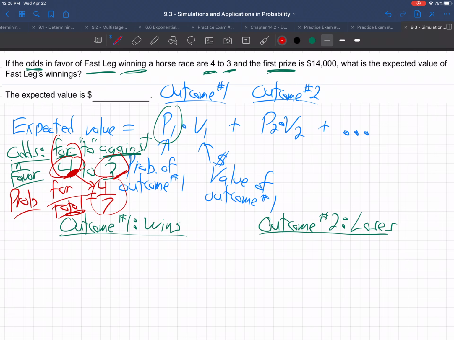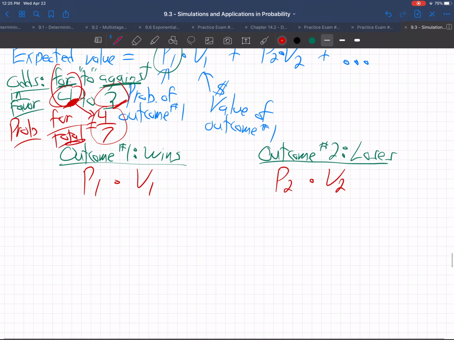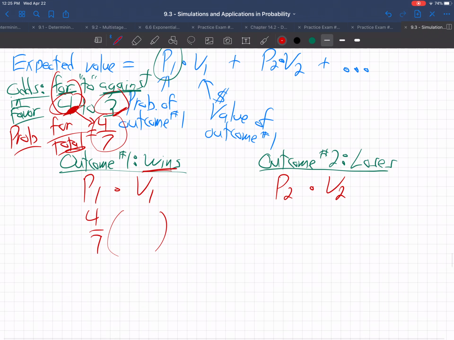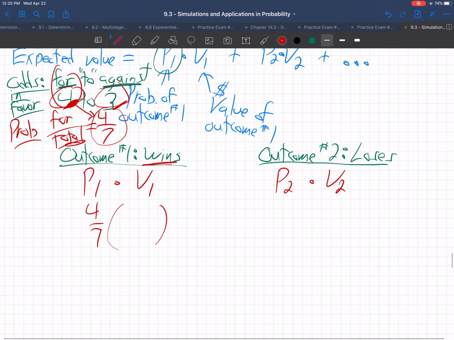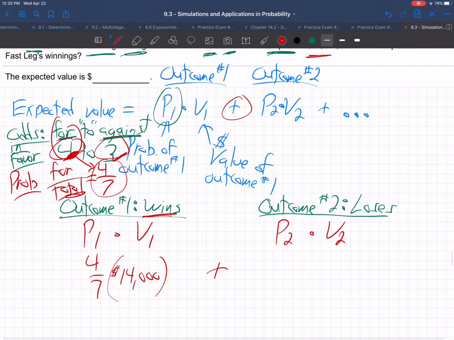So that goes down here. So it's probability 1 times value 1, and this is probability 2 times value 2. So probability 1, winning the race, that's 4/7 times value 1. What do we get if he wins? $14,000. So that's 14,000 plus, right? You add these up.